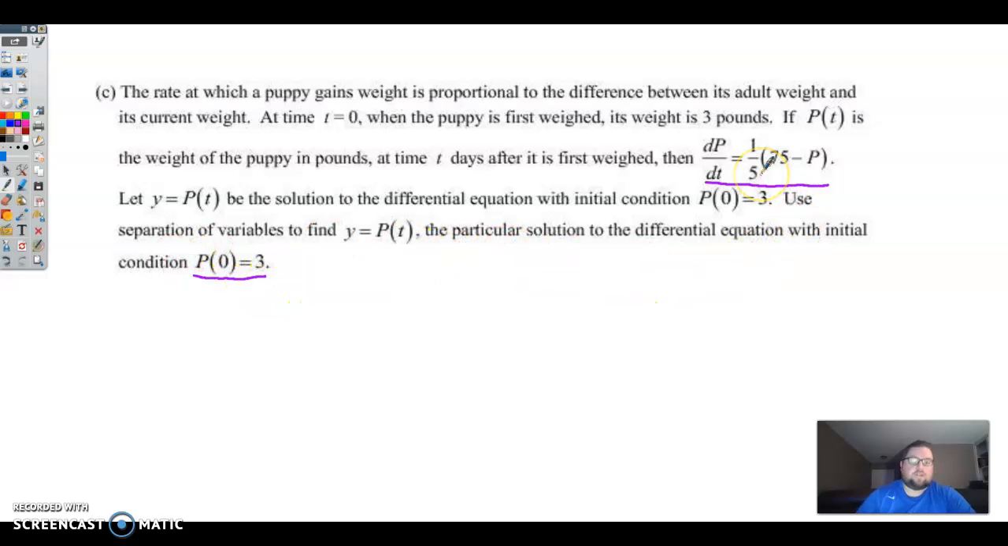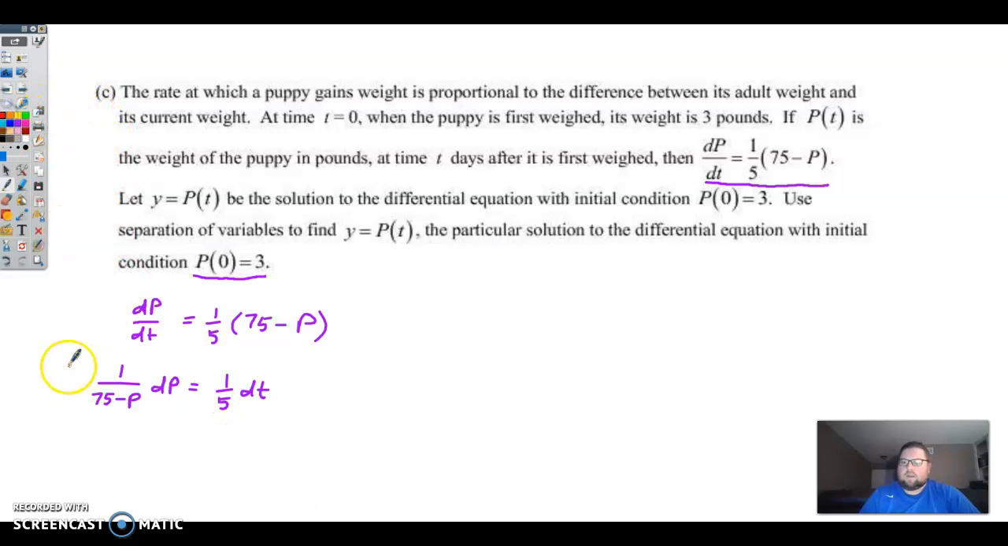All right, so basically they give you an equation, they want you to solve it. So we're going to use our separation of variables to do that. So I'm just going to rewrite the equation down here. All right, so I want to get my p's on the left side. So I'm going to divide by 75 minus p. So I'm going to get 1 over 75 minus p times dp. And then I'm going to leave the 1/5 here and multiply by the dt.